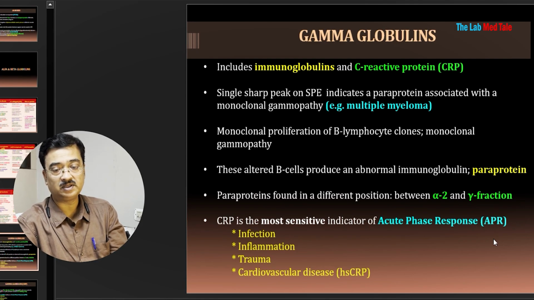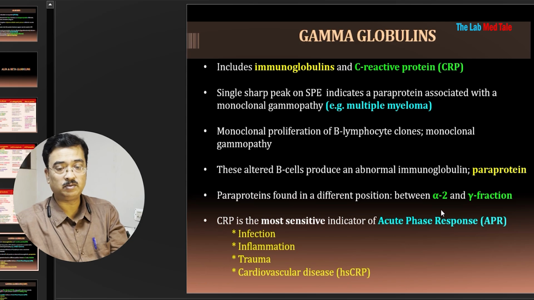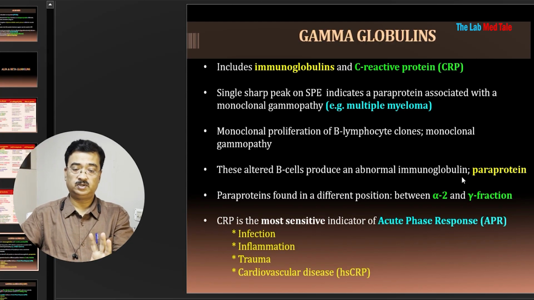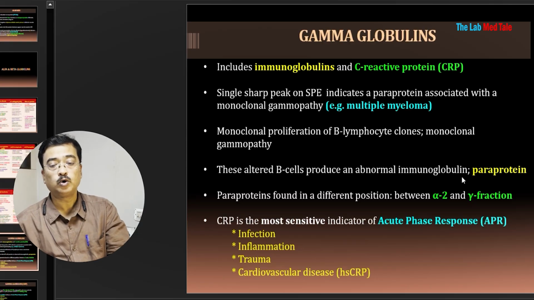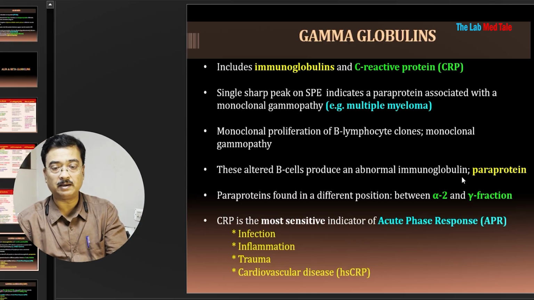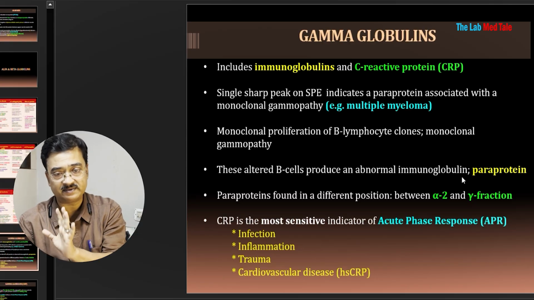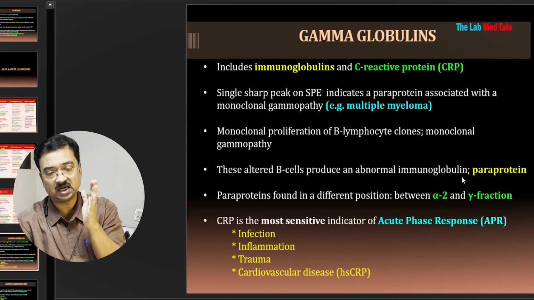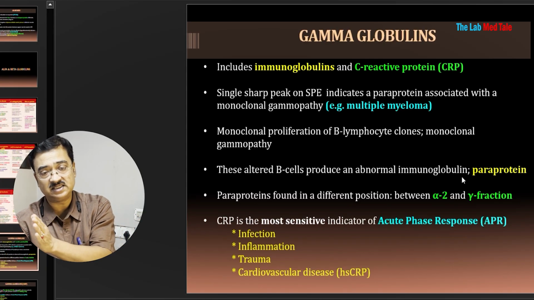Gamma globulins, as you know, are mostly immunoglobulins and C-reactive protein. And when you find a very sharp single peak in this, it suggests multiple myeloma. We'll have a different class on it. We'll not go into details, but monoclonal gammopathy. Usually, gammas are differentiated into 5 classes: IgA, IgG, IgD, IgE, and IgM.